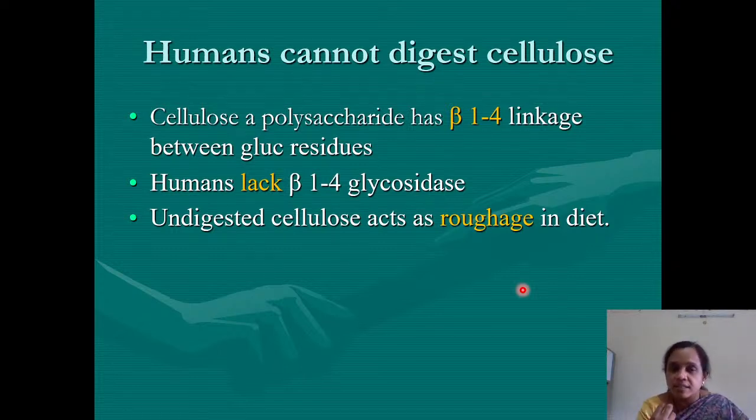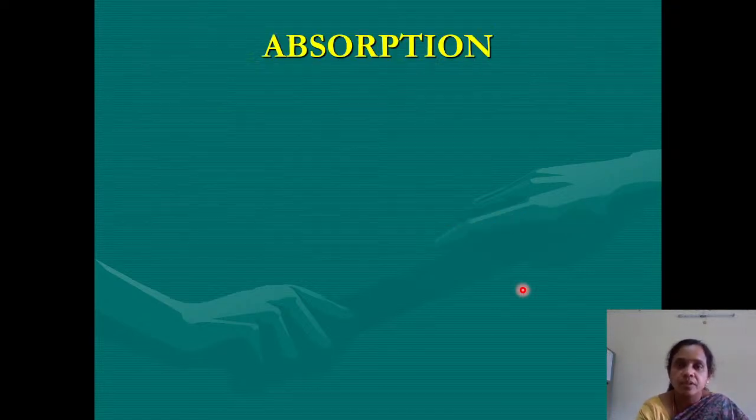But the cellulose that is present in the diet acts as roughage in the body. The fiber that they tell you to eat more of is nothing but the undigested cellulose. So this is about the digestion. Digestion has taken place. Now, the glucose is present in the lumen of the intestine, so that glucose has to be absorbed.